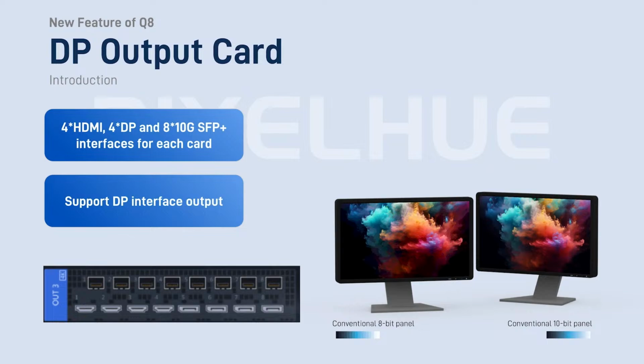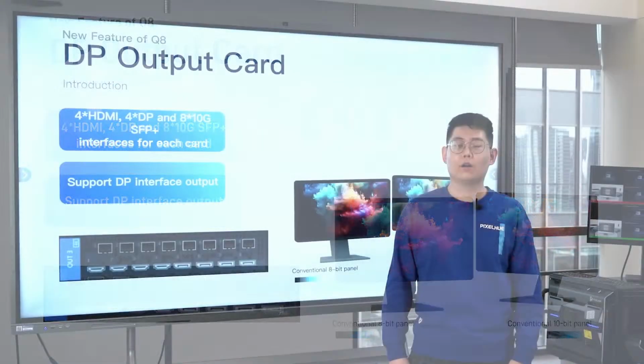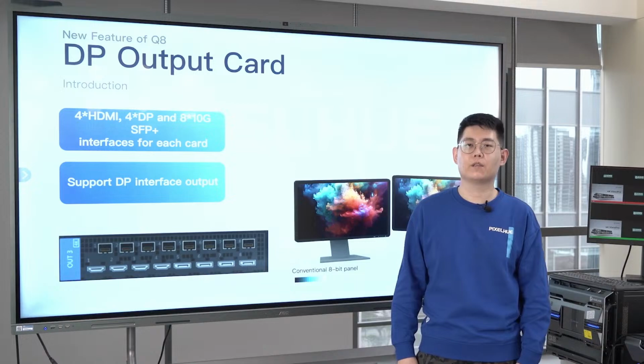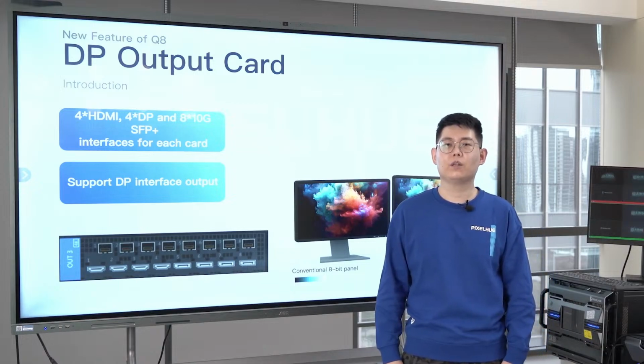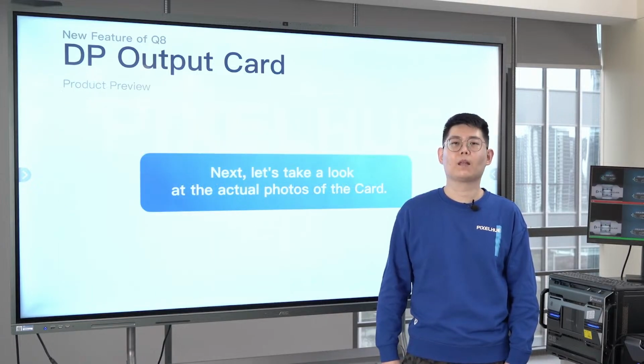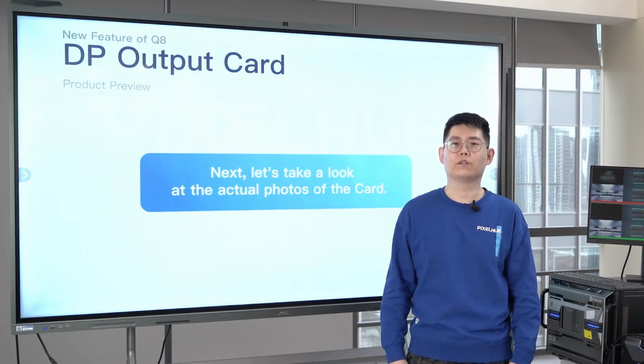This card includes 4 DP 1.2 ports, 4 HDMI 2.0 ports, and 8 optical interfaces, providing greater flexibility for different output needs. You can achieve 10-bit RGB 444 output on the DP interfaces, which offers greater color rendering than HDMI 2.0. Now, let's take a look at the actual photos of the card.